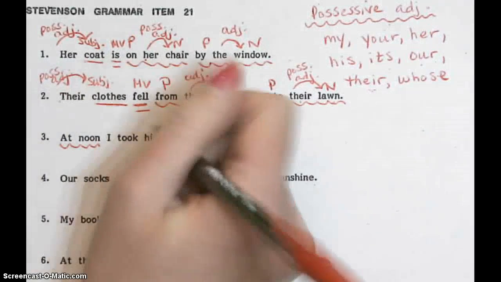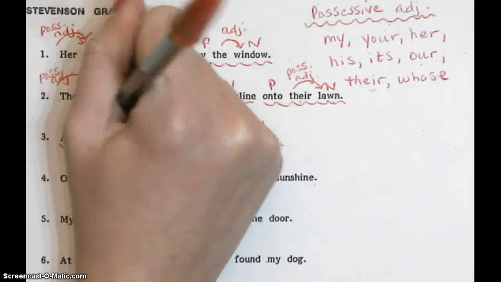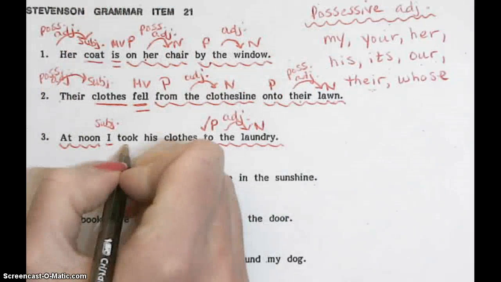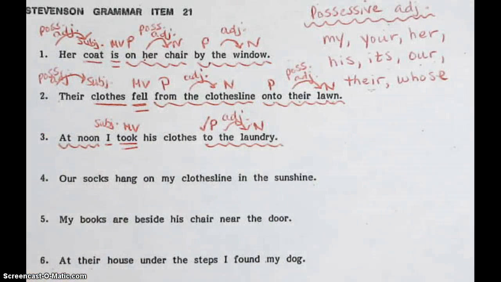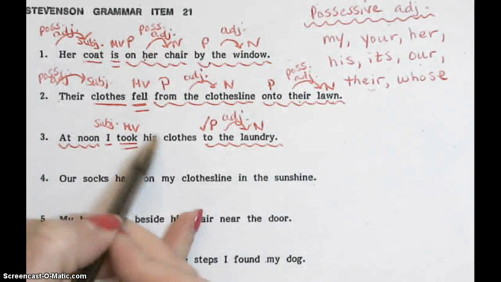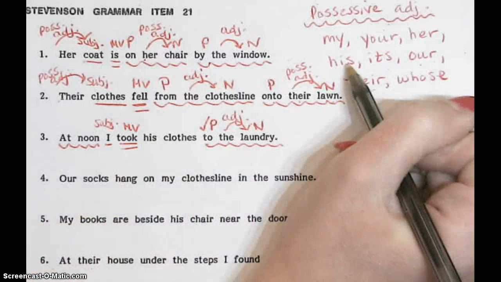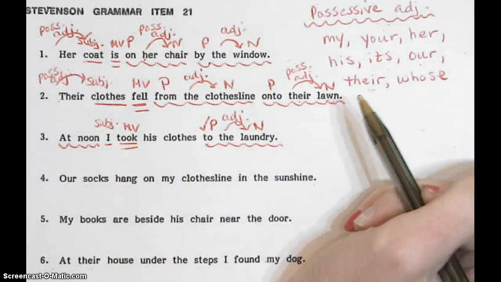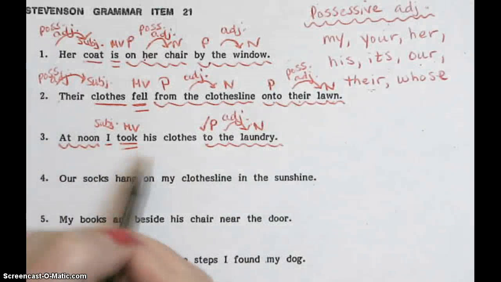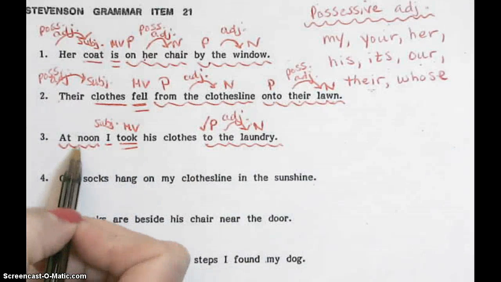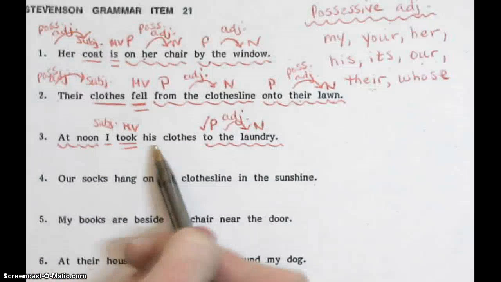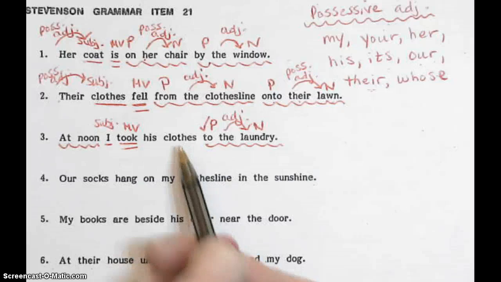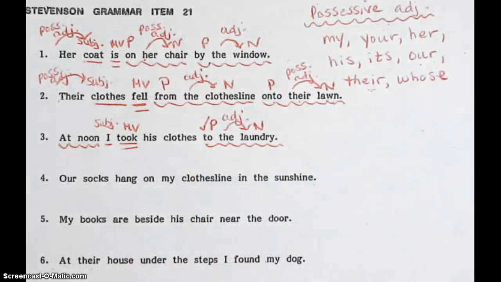And now subject, main verb. So I is the subject, and I took is the main verb. And now if you notice here, his is a possessive adjective that's in our reference list, but remember that we're not going to do anything that isn't inside of a prepositional phrase or the subject or main verb right now. So I'm actually going to just leave his clothes alone. And let's move on to number 4.